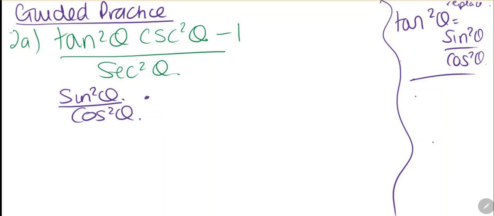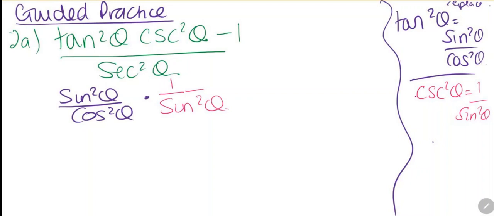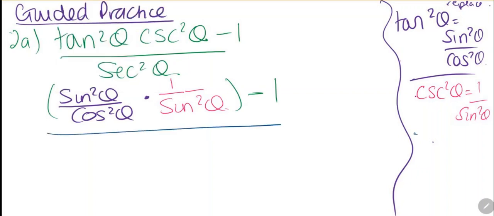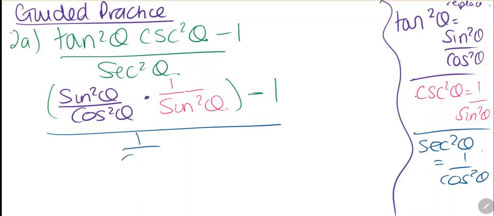Now I've got here cosecant, so we know that cosecant squared theta is 1 over sine squared theta. So I'm going to multiply that by 1 over sine squared theta. And I'm going to put it all in brackets. I'm going to leave my minus 1 outside. And this is all divided by. Now, secant is 1 over cosine. So that's going to be 1 over cosine squared theta. Now let's see what we can cancel.